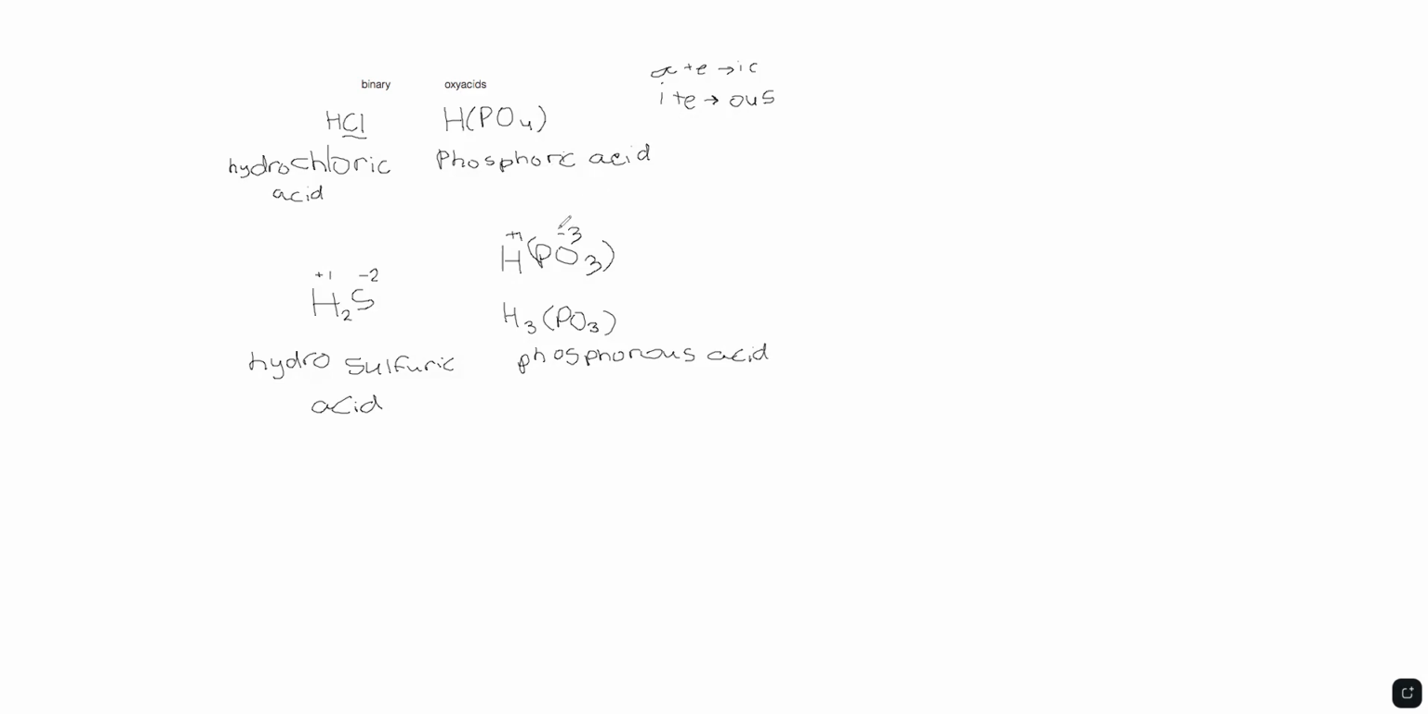Let's try maybe a couple more. Let's try HClO4. So let's look at the anion. This is perchlorate, and ate goes to ic. So that means perchlorate is going to turn into perchloric. Perchloric acid. And then let's do, I think, one more.